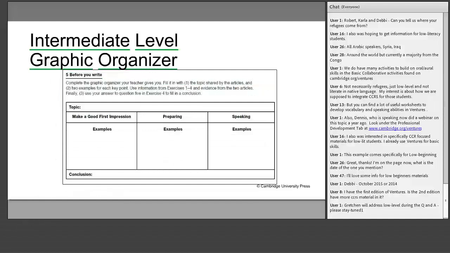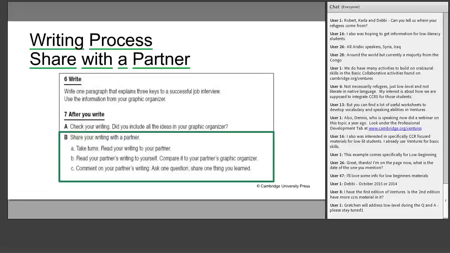Here's an example of a different graphic organizer at the intermediate level. Here there are 3 columns where students fill in examples for each of the 3 key points in their essay. There's a great variety in the types of graphic organizers in Ventures depending on the writing task. The final step in the writing process has students sharing and comparing their writing with a partner and commenting on each other's writing.